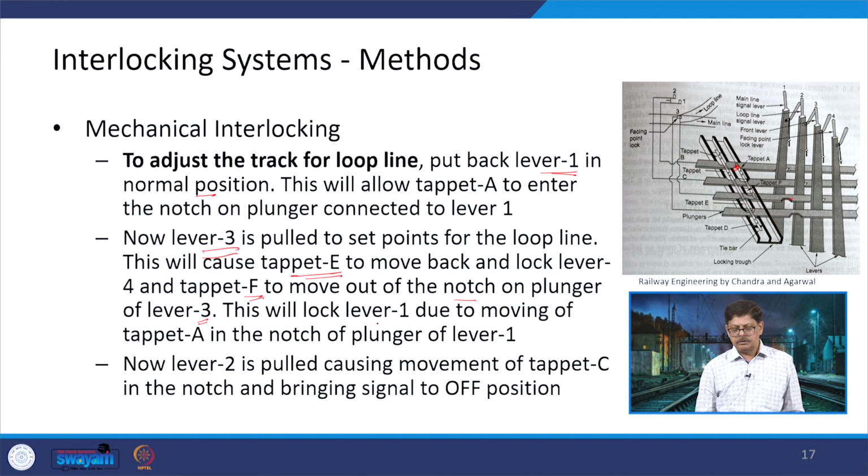This will lock lever 1 due to movement of the tappet A in the notch of the plunger of lever 1. Simultaneous movements you can check here, and accordingly you will get an idea of how it is happening. Now, lever 2 is pulled, causing movement of tappet C in the notch and bringing the signal to the off position. So, now you have set the signal, the point was already set, and therefore the train can be allowed to move on the loop line.